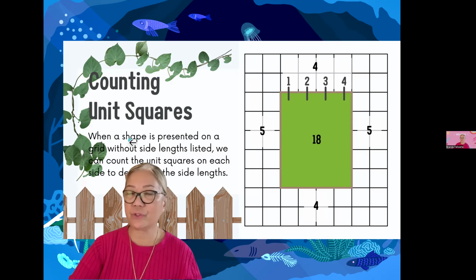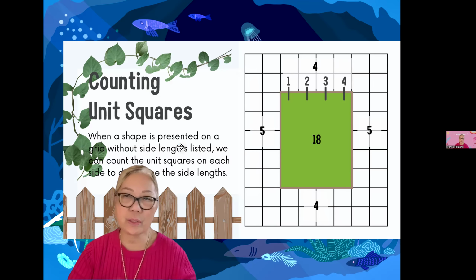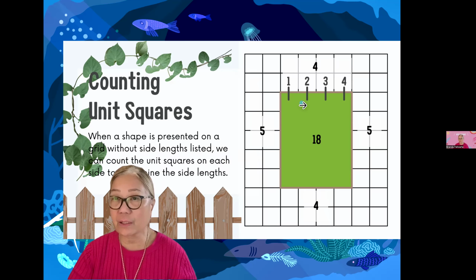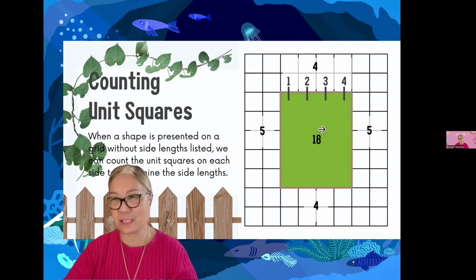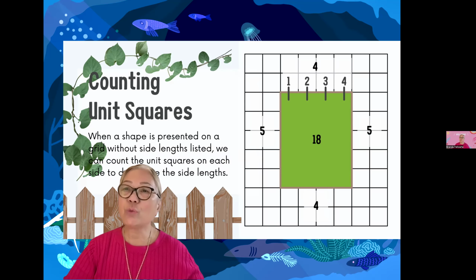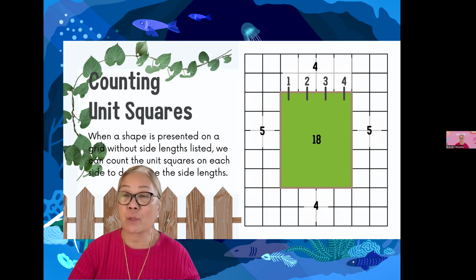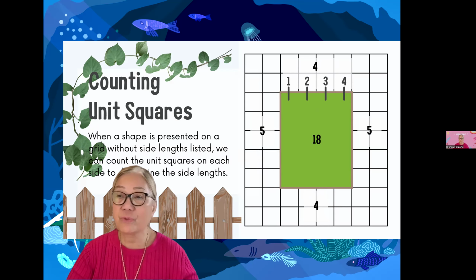Okay, so let's move to the next one. When you count unit squares, just like what we did earlier, when a shape is presented on a grid like this, you only have to count 1, 2, 3, 4, 5, 6, 7, 8, plus 10 is 18. Very, very easy. All right, we will move further with perimeter using the formula 2 times length plus 2 times W in the next few days.